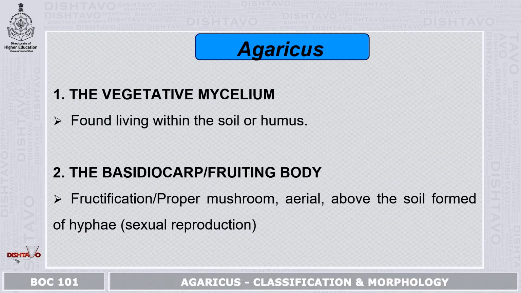Agaricus, the body, can be studied under two heads. One is the vegetative mycelium, which is found living within the soil or the humus where the Agaricus or the mushroom grows. The second part is the basidiocarp or the fruiting body or the proper mushroom as we call it. It's aerial. Above the soil it comes up and it is formed as a result of sexual reproduction.